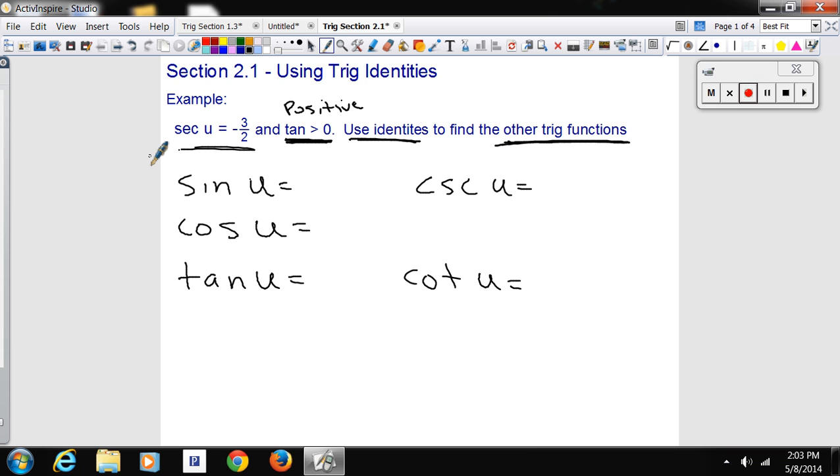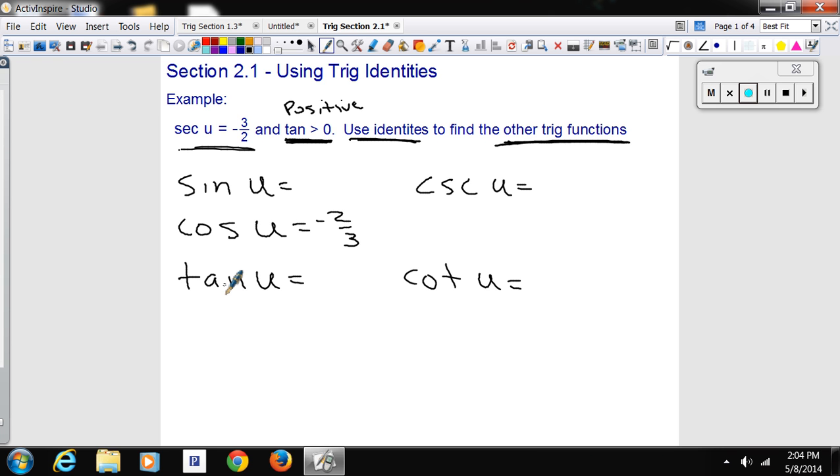One of them we could find really fast. Which one do I already know? Flip the secant around, you'll have cosine, right? So if you flip around the negative 3 over 2, you're going to get negative 2/3. So your cosine there is just negative 2/3. Now we need to find sine, cosecant, tangent, cotangent. Let's take a look at what we've got.